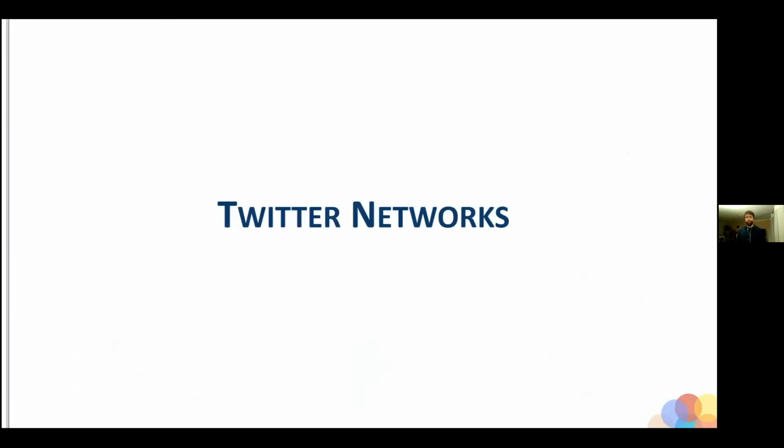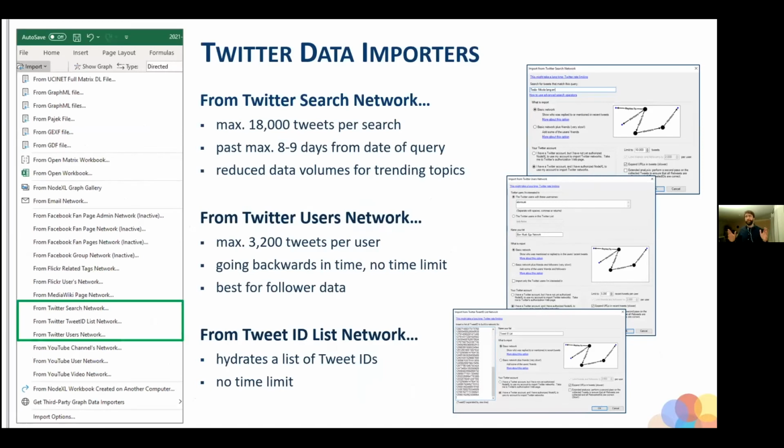All right, Twitter networks now. We have 3 different data importers. Most of what you've seen so far is the Twitter search network importer, where we get 18,000 tweets per search. That's the limitation by the Twitter API. You don't get data that's older than 8 or 9 days from the date of query.